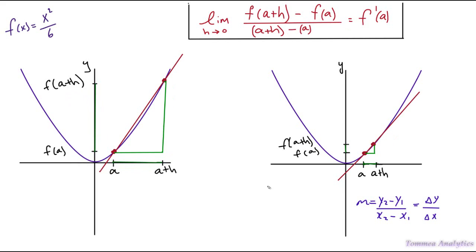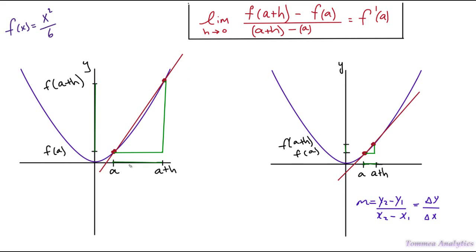So if you remember, the slope of a line is the change in y over the change in x, y2 minus y1 over x2 minus x1. The f of a plus h is y2, the f of a is y1, and the a plus h is x2, and the a is x1.